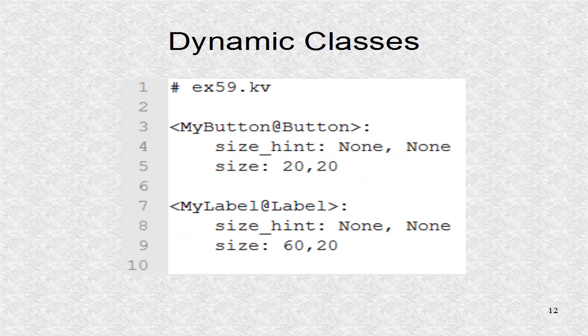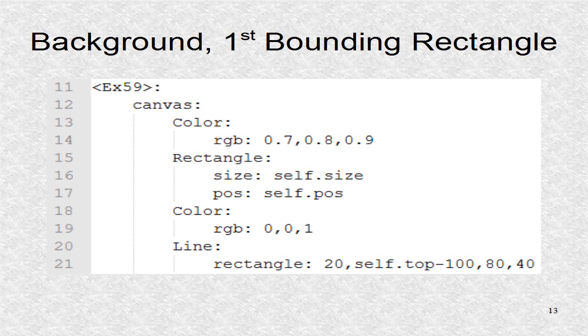For the Kivy file, two dynamic classes are created. They are based on the button and label class and define a fixed size. If we use these classes rather than button or label, we do not have to have any size rules. Next, the root is defined. A background bluish color covers the entire application window.